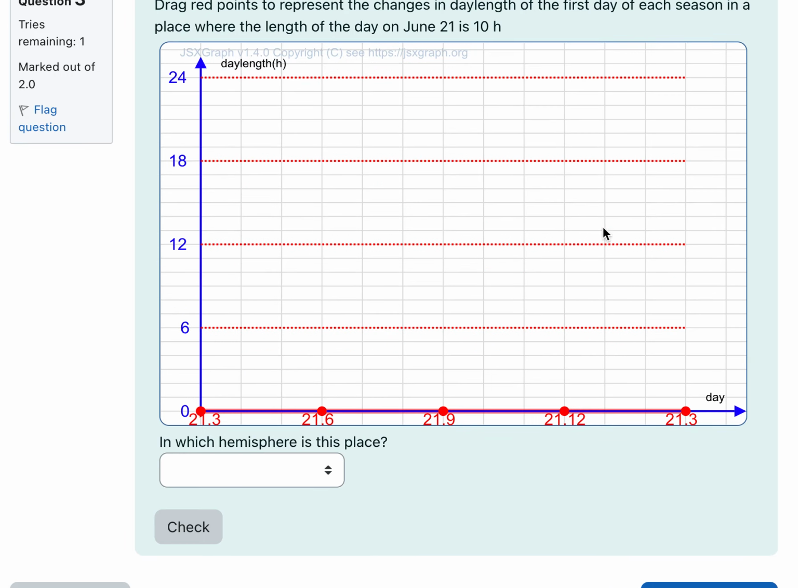Now we go for a more complicated question. Now the only data the students know is June 21st. The day length is 10 hours. So this is 10 hours.